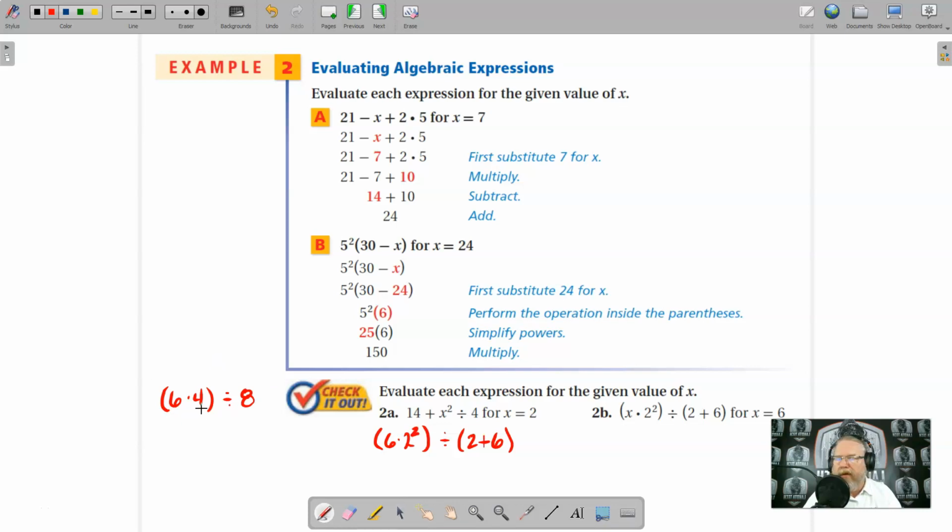Now, I need to deal with the parentheses here. 6 times 4 is 24. Now let's bring down the divided by 8. Now we can go ahead and do the division. 24 divided by 8 is 3. So for 2b, the answer is 3.